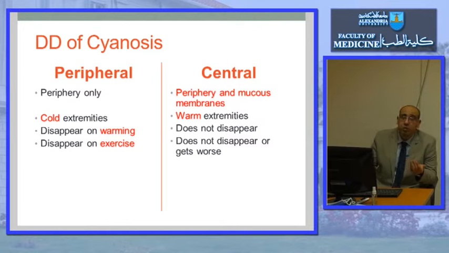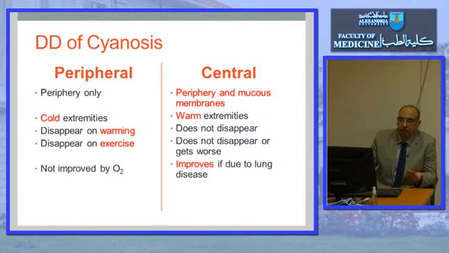While in central cyanosis, exercise and warming will have no effect. On the contrary, oxygen supply will improve central cyanosis. As we described, central cyanosis is due to defective oxygenation centrally, either in the lung or the heart. So giving oxygen to the patient centrally, to the lung, especially if it is a lung cause, will improve central cyanosis. While in peripheral cyanosis, giving the patient oxygen inhalation will have no effect, mostly because the cause of peripheral cyanosis is defective blood circulation at the periphery.